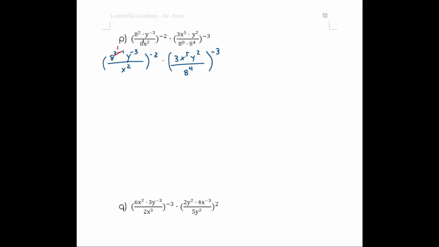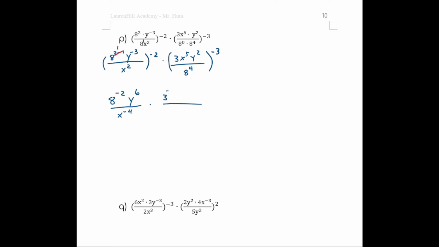So at this point, we can distribute that minus 2 to everything. We get 8 to the 1 times minus 2 is minus 2. Y to the minus 3 times minus 2 is positive 6, right? Minus 3 times minus 2 is positive 6. The bottom here, we've got minus 2 times minus 2, right? Minus 2 times minus 2, I mean, is minus 4. Here we're going to distribute that minus 3 onto everything by multiplying it to their exponents.